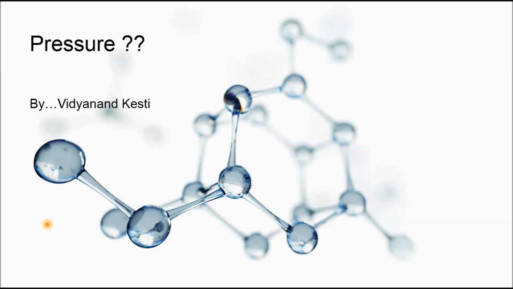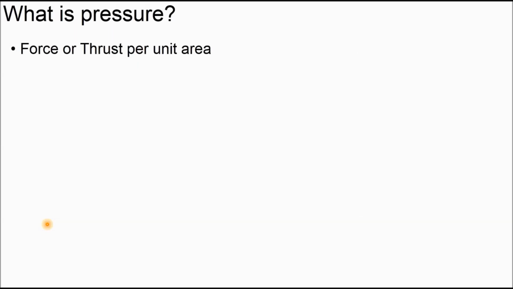First we will understand why pressure is created inside a container, or inside a vessel, or inside a glass. It is because of the molecular movements. Molecules move from one place to another, and this movement causes the pressure inside a container. So the force exerted on a unit area, or thrust exerted on a unit area, is nothing but the pressure. Pressure is defined as force or thrust per unit area.